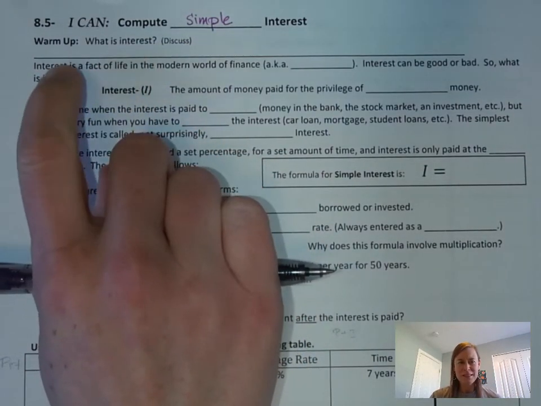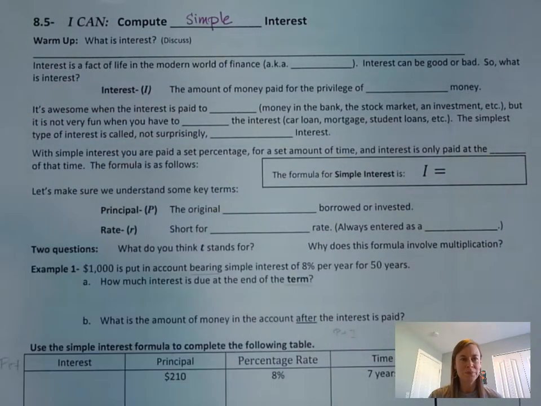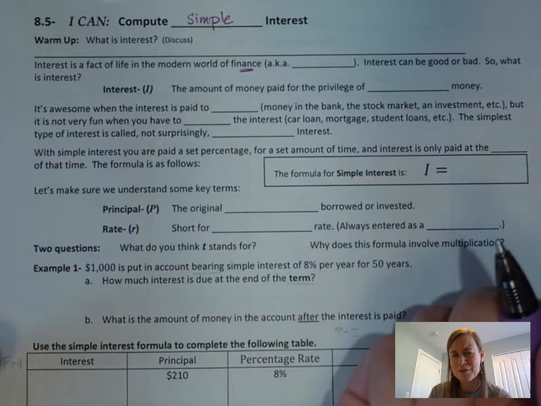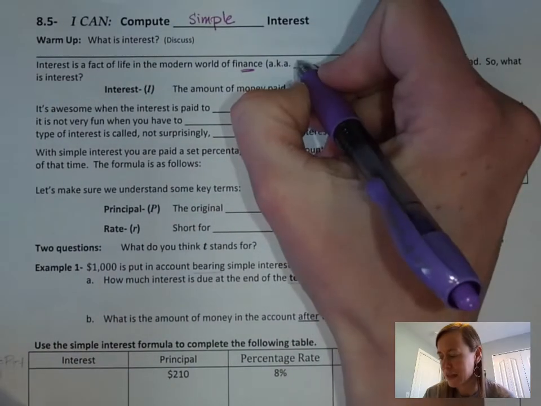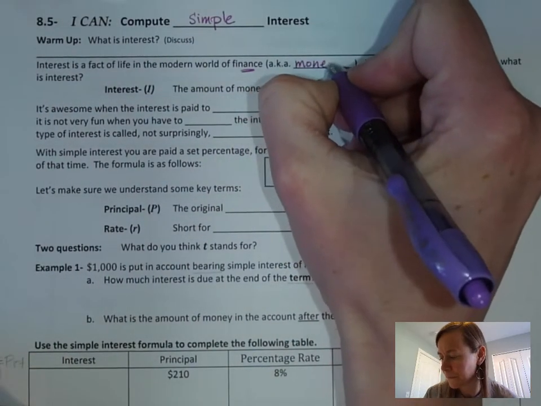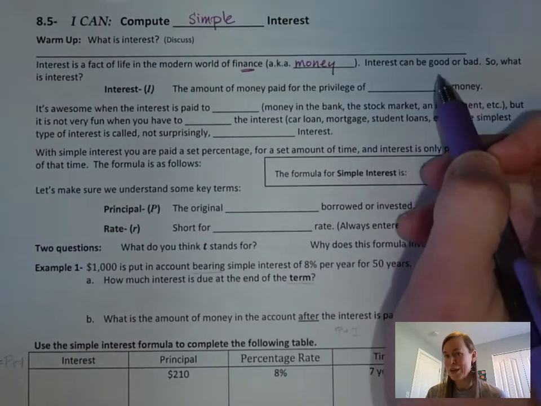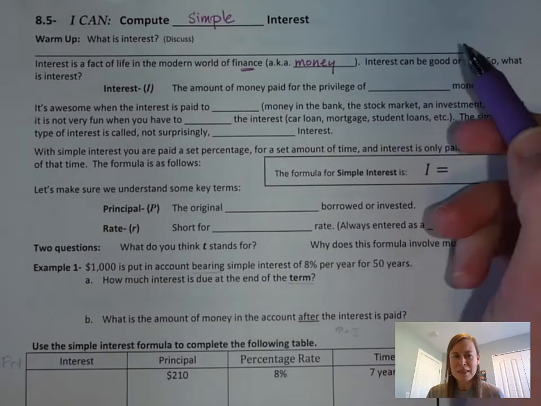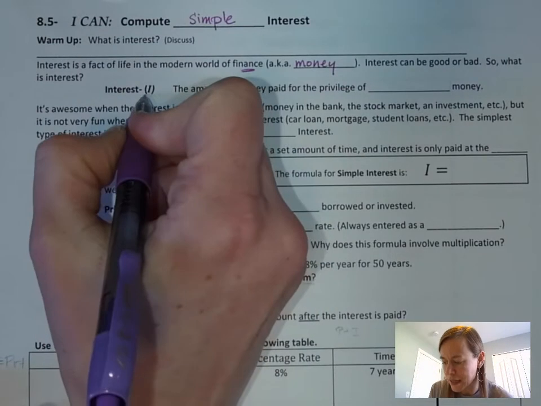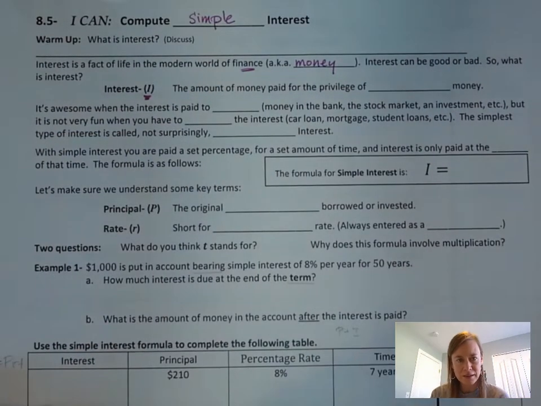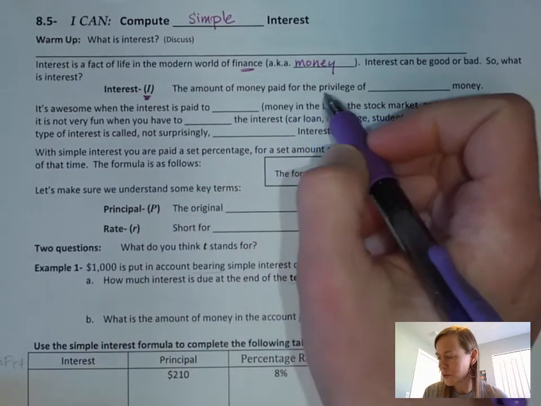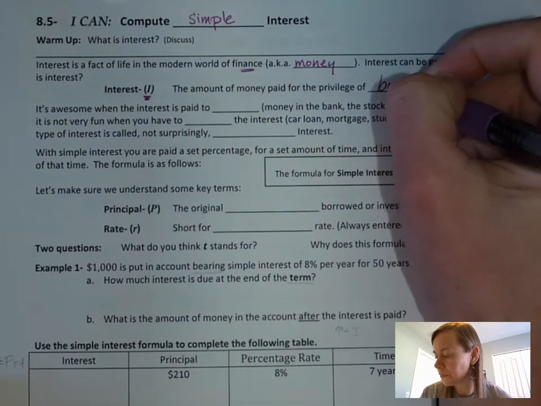Well, let's answer that question by reading all this down here. Interest is a fact of life in the modern world of finance. In other words, when we're talking about finance, we're talking about money. Interest can be good or bad. It can work for you or it can work against you. So what is interest? Well, interest, and notice that they represent that with a capital I there, is the amount of money paid for the privilege of borrowing money.